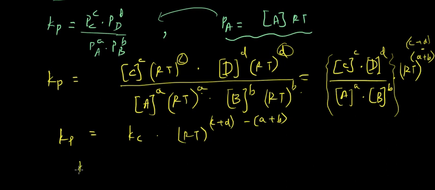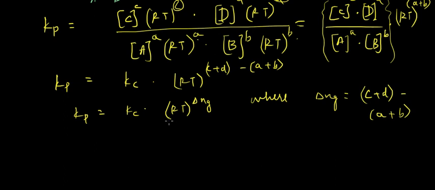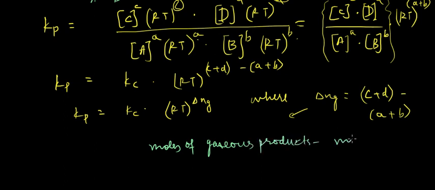Okay, so Kp can be written as Kc multiplied with RT to the power delta Ng, where delta Ng can be written as C plus D minus A plus B. Or in other terms, delta Ng is the moles of gaseous products minus moles of gaseous reactants.